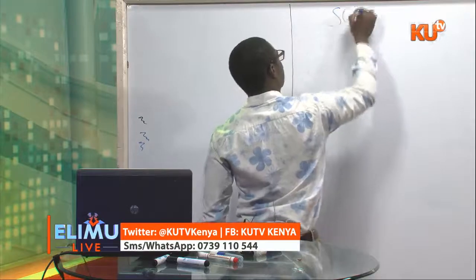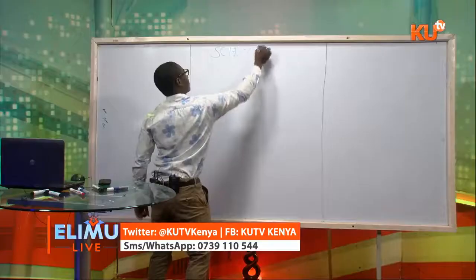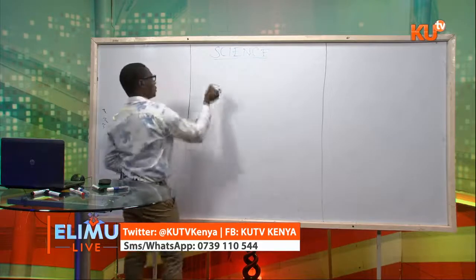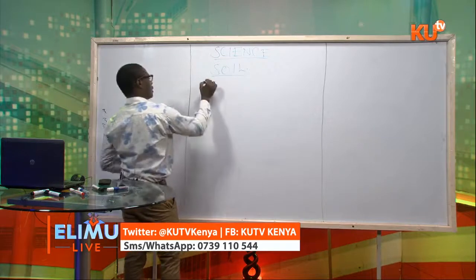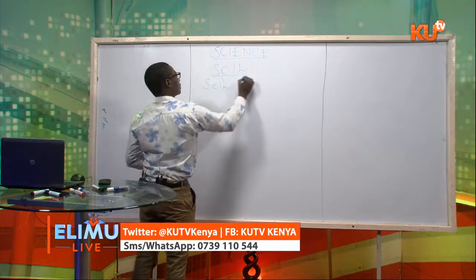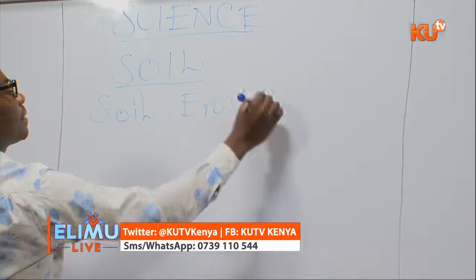We are going to have science, and you're going to have science class 6. So we'll be focusing so much on class 6. In our today's lesson, we want to handle a unit called soil. Under the unit soil, we are going to handle the topic called soil erosion. So we are learning science, and our unit is soil. We are going to learn about soil erosion.